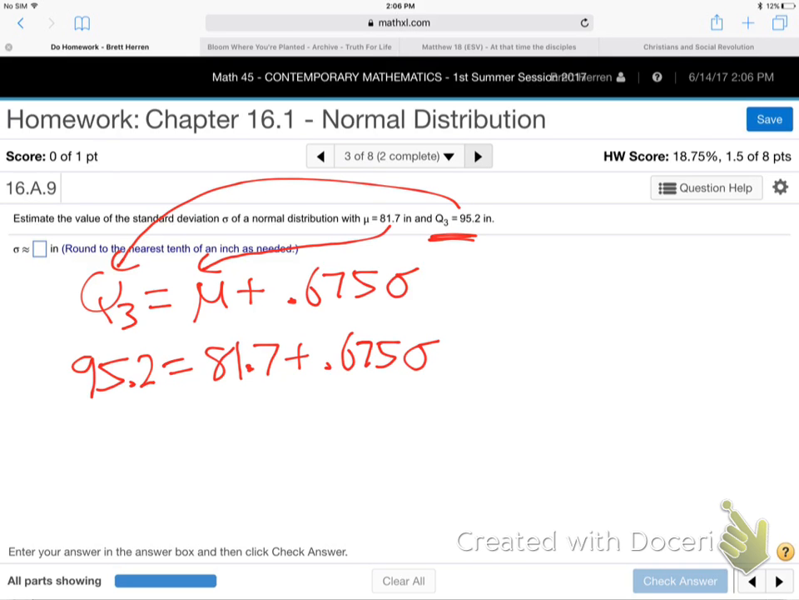The sigma is like an x. And this is an equation now. We can solve for the x. Solve for the little squiggle thing. Can you solve that equation using your calculator and stuff? What's the first step to get the little squiggle thing, the sigma, alone? Subtract the 81.7, right? Yeah. Subtract 81.7, and you get, what is it, 13.5?